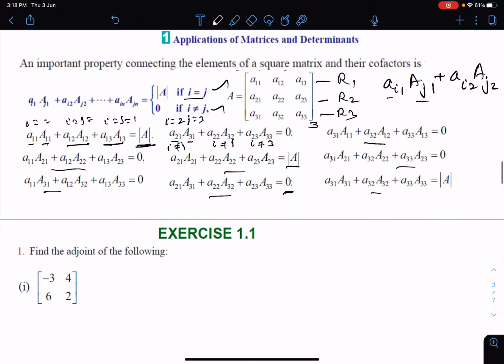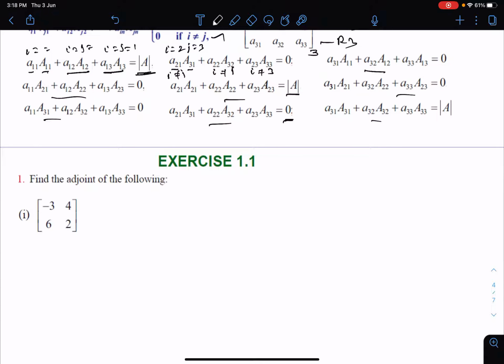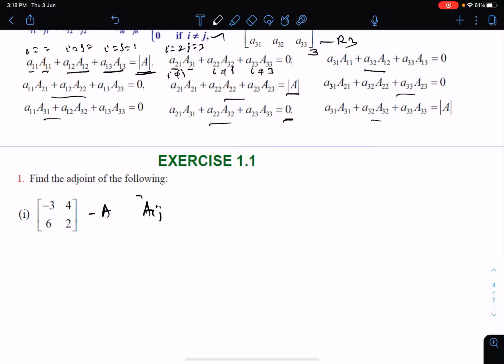Now we shall go into our exercise 1.1. Find the adjoint of the following. In the last session we have seen how to find the adjoint for 3 cross 3. Now for 2 cross 2, this is our A, isn't it? For A, we are going to find first our cofactor matrix. How will you find your cofactor matrix? For the first element, cancel the first column and the first row. Our sign convention, as you have seen, here it is plus minus and here it is minus plus.